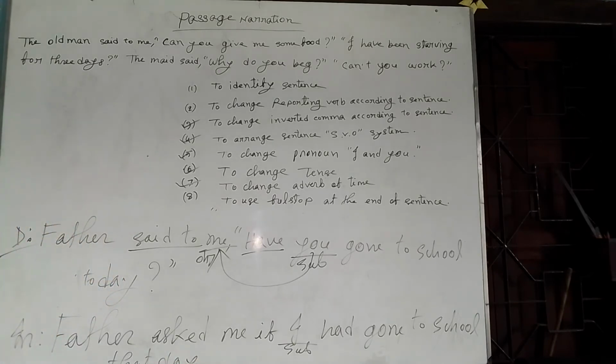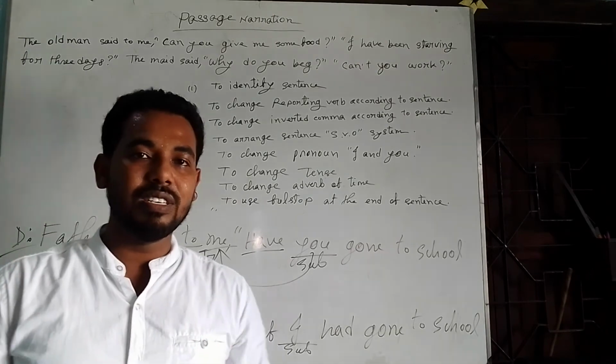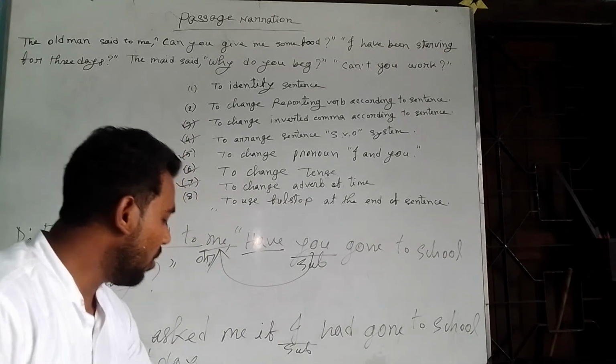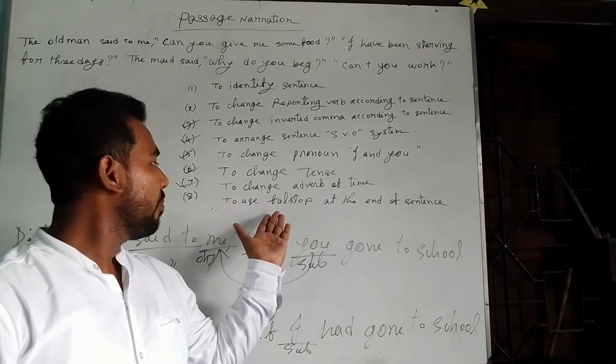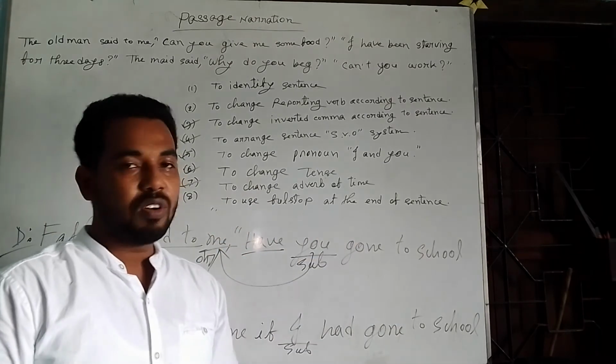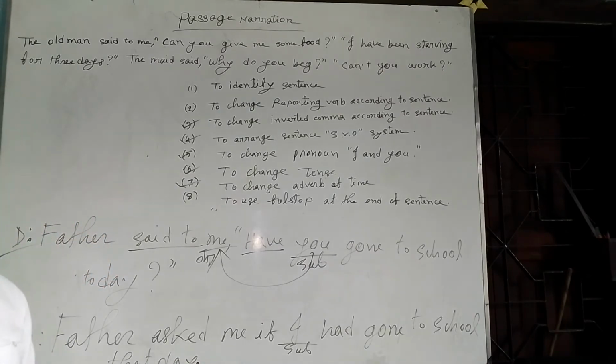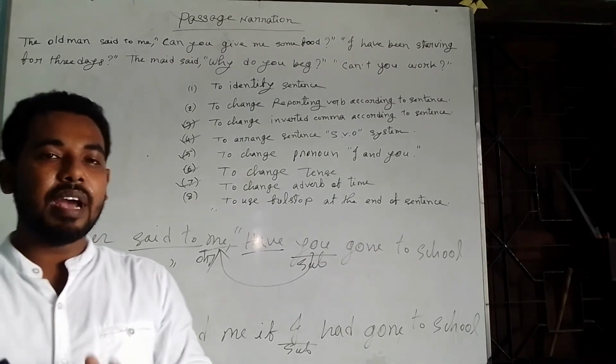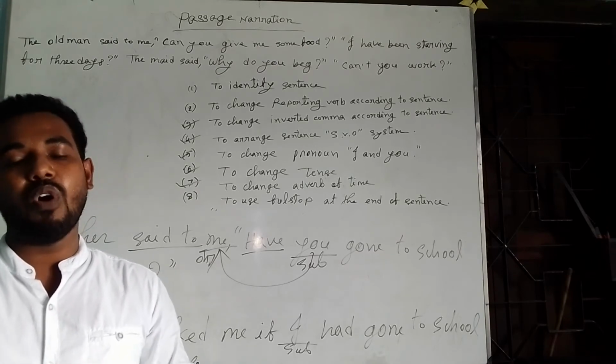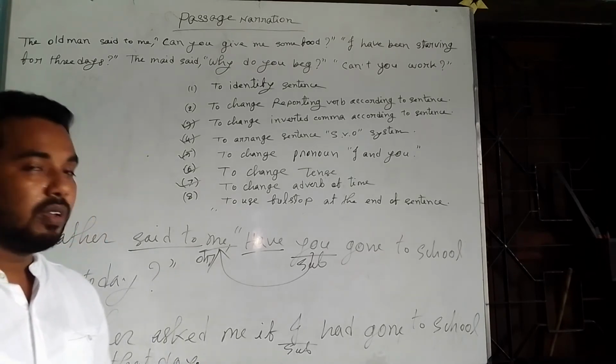At the ending of the sentence in direct narration there is a question mark. But in indirect narration I will use a full stop, because instead of a question mark we have to use a full stop. I hope that you can understand this today. So here I have used a full stop at the end of the sentence. So while you make direct to indirect, at the end of the sentence you always have to use a full stop.